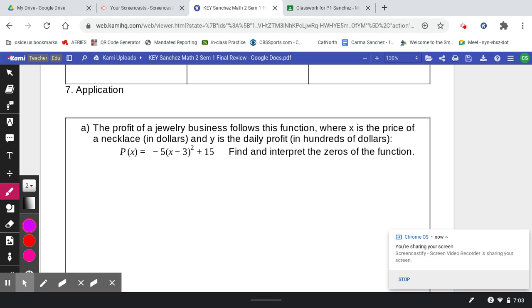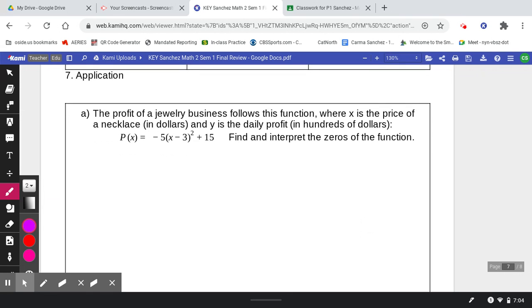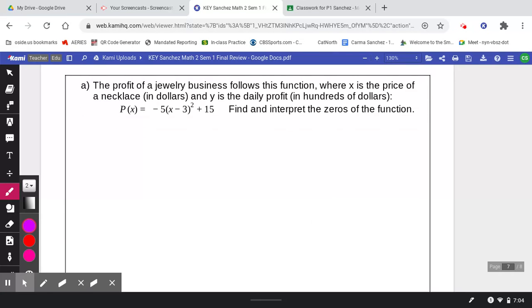All right, these last ones are those big word problems that are going to come up just like we saw in all the regular tests and all the regular quizzes. It's going to come up on the final as well. There's going to be a couple. So we've got profit in this conversation where X is the price of a necklace and Y is the daily profit.